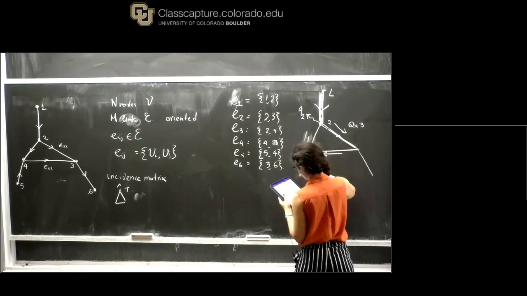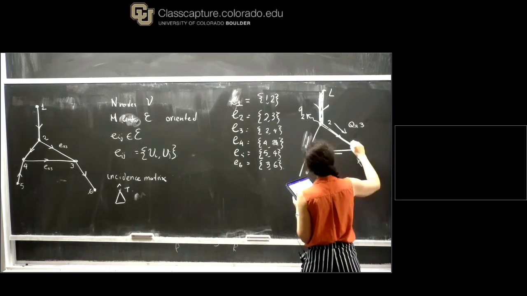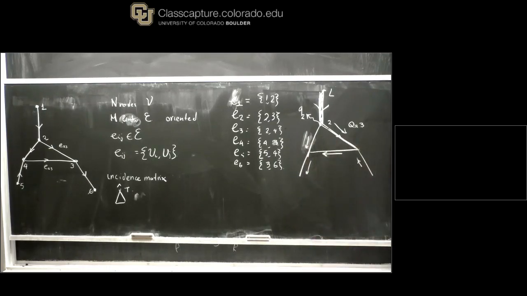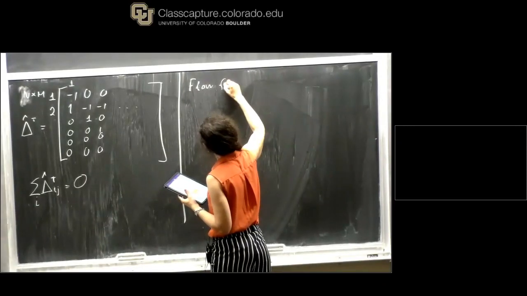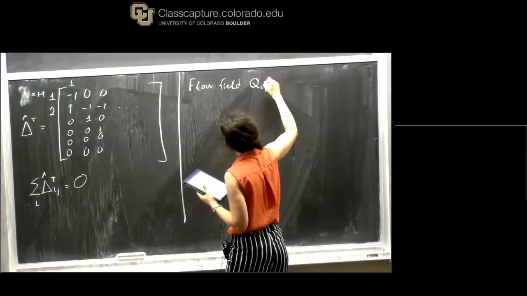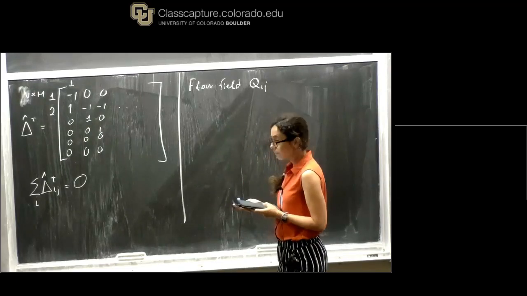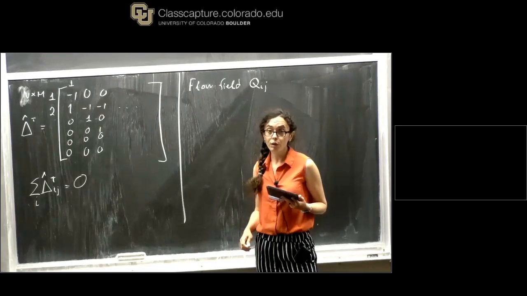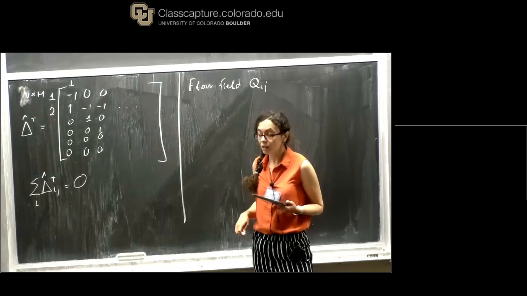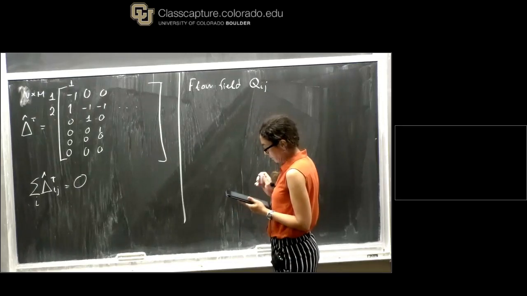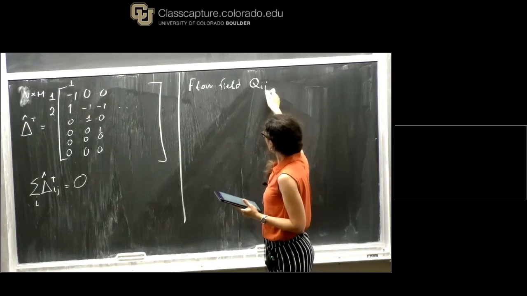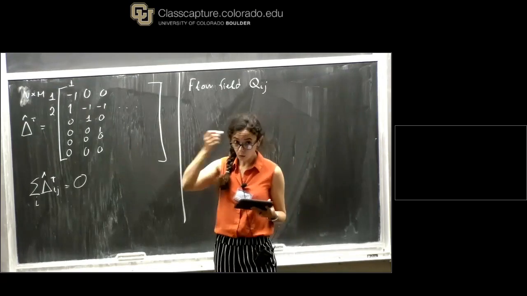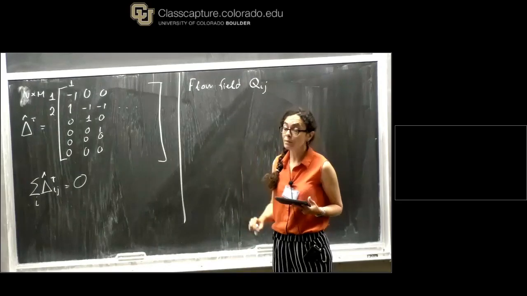So the arrows here are the direction of the flow. Okay? Now, that flow field Qij is basically, if this was a vascular system, how much flow is going to go through the pipe, how much volume per unit time. Now, because flow can go this way and also that way, I have to choose what is my positive orientation.